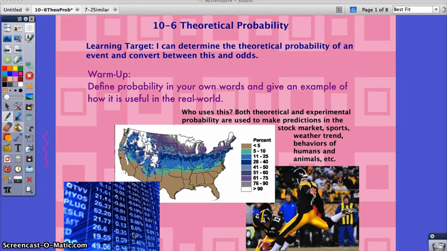We're going to jump to theoretical probability. We just finished up with misleading graphs, and I want you to do 10-6 before 10-5. 10-6 is about theoretical probability, which is, in theory, what you would expect to happen.